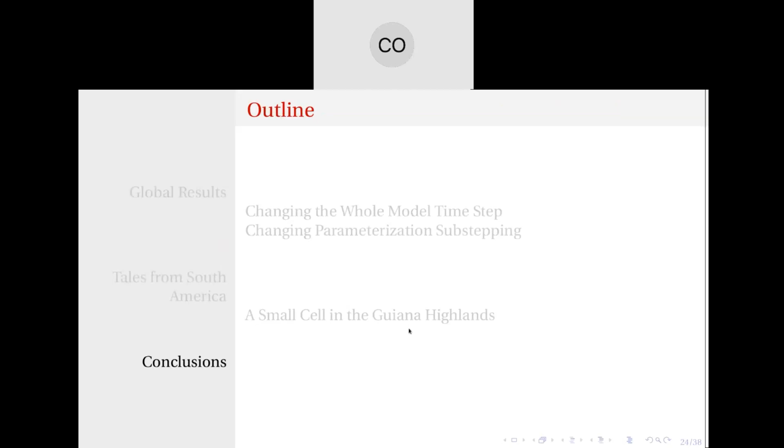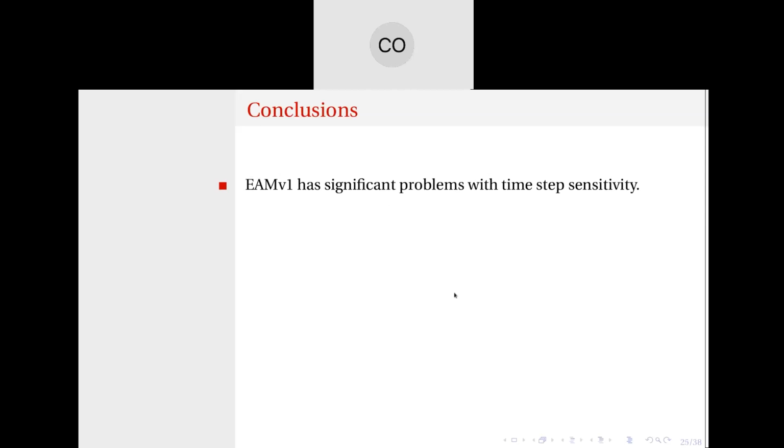So I've talked about a lot of different things here. This is sort of an uncommon time step study, so there are a lot of different trivia that have come out of this study. But to wrap up what we've found in terms of time step sensitivity for the atmosphere model: first of all, it has big problems with time step sensitivity.